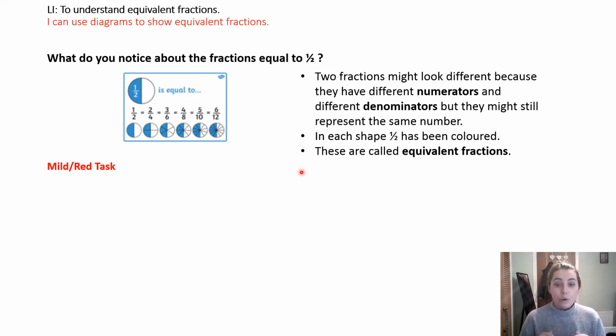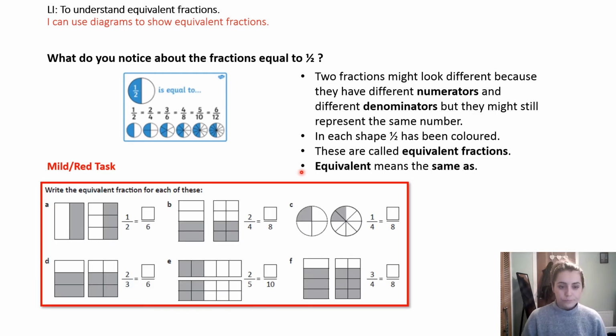Now these are called equivalent fractions, which basically means the same as. What I want you to do for your red or mild task is look at these fractions, and write the equivalent fraction for each of these. Okay?